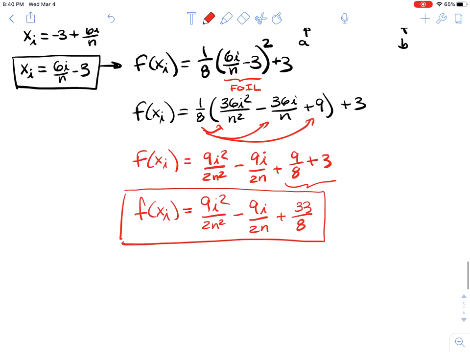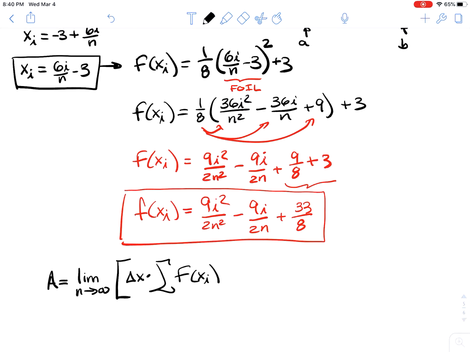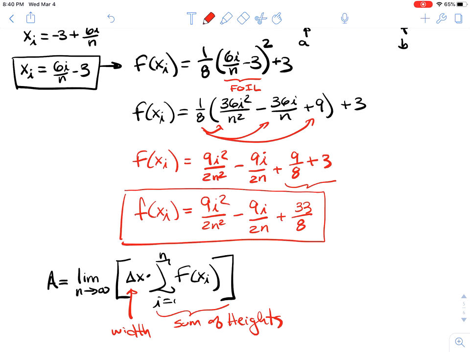Now, we want to plug this into our area formula. Our area formula is going to be modified slightly because it's going to have a limit as the number of rectangles goes to infinity. And then we have delta x times the sum of f of x sub i's from i equals 1 to n. Just so that we can recall, the delta x is the width of each rectangle, and the sum of f of x sub i's is the sum of the heights, and the width times height is the area of each rectangle, and then the sum gives us the total area.